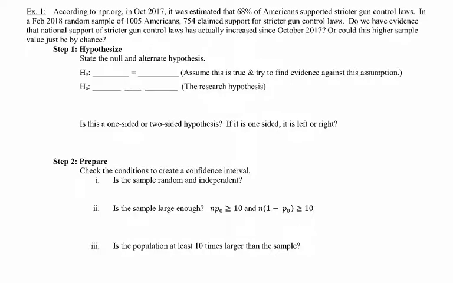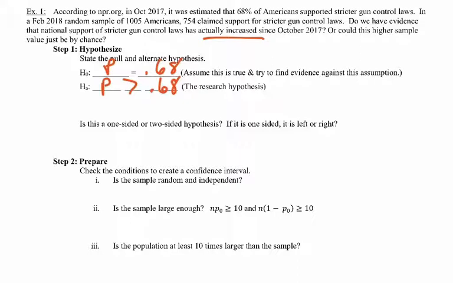So what is the null and the alternative hypothesis? The null, remember, is that we assume nothing has changed, the status quo, whatever it was before, we assume it's the same. So we would say in this case that P is still equal to 68%. The assumption is nothing has changed, the population proportion is still at 68%. The alternative, since the question says, do we have evidence that support has increased, the alternative would be that P is greater than 0.68, more than 68%.